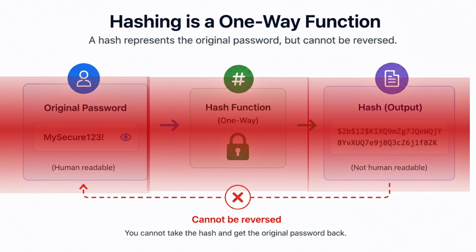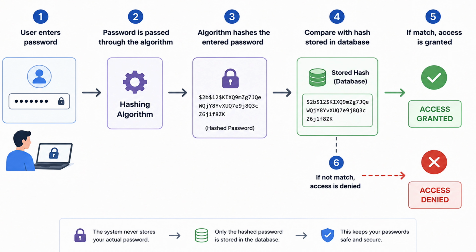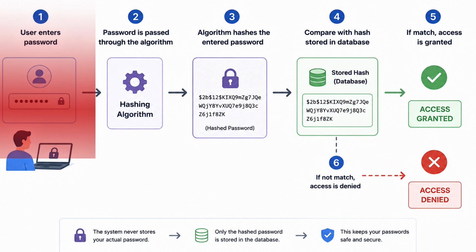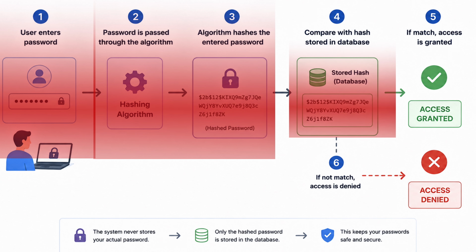Now, the important question is this. If the password is turned into a hash, then how does the system know that the user entered the correct password later? Here's how it works. When you try to open the zip file and enter the password, the system does not compare the password itself. Instead, it takes the password you enter and also converts that input into a hash using the same hashing method. Then it compares the two hashes. If the hash of what you entered matches the stored hash, then everything is going to be okay for you.